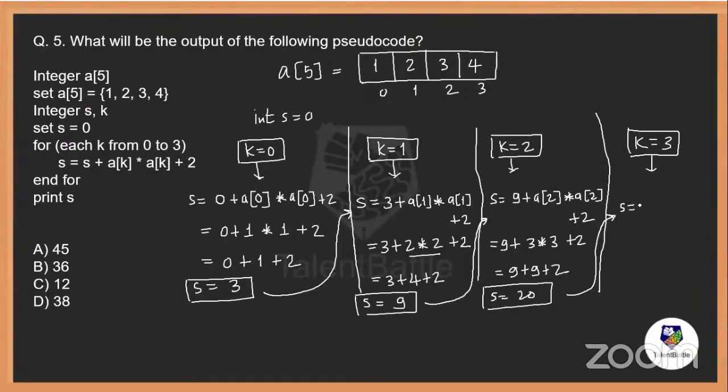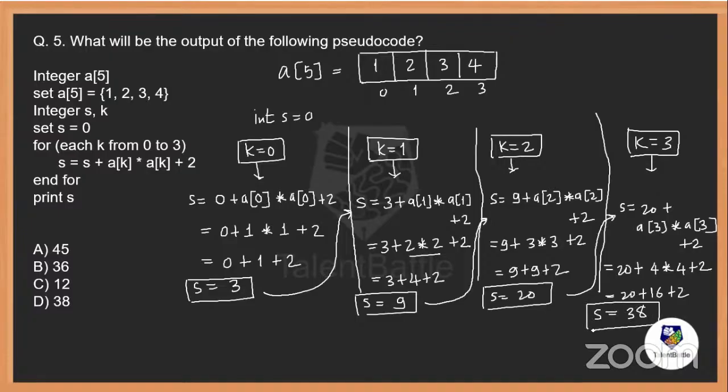s is equal to the current value 20 plus a of 3 multiplied by a of 3 plus 2. So 20 plus a of 3, meaning 4, multiplied by 4 plus 2. 4 into 4 will be 16. So 20 plus 16 plus 2, that will be 38. So the final value of s will be 38.